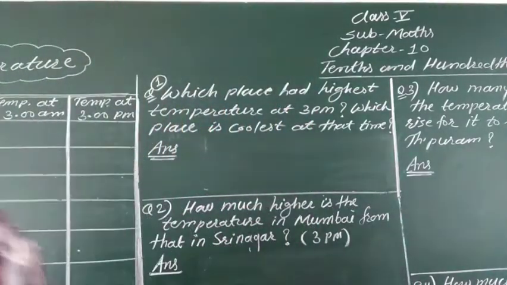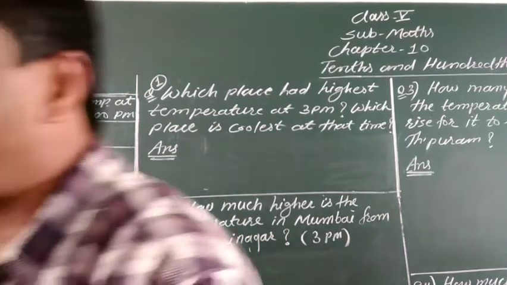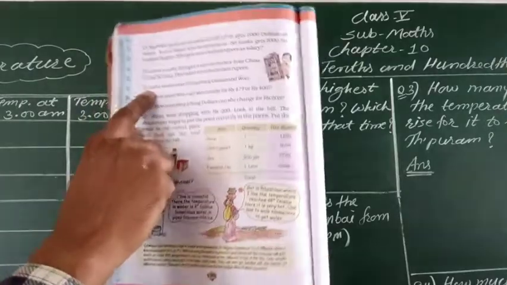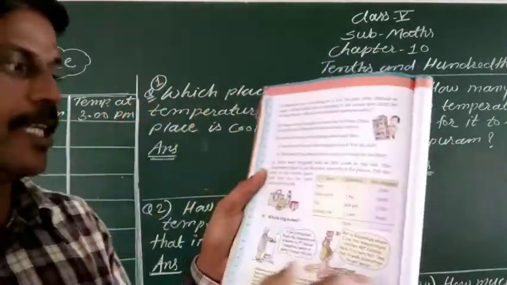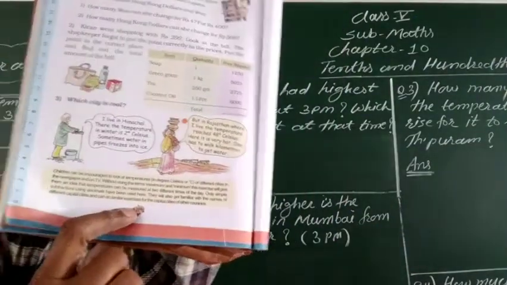Last class we learned the questions on page number 144 up to question number E. Question number A, B, C, D and E. So one question is left here. Please see it on this page.